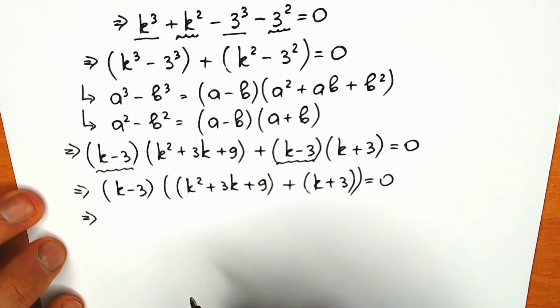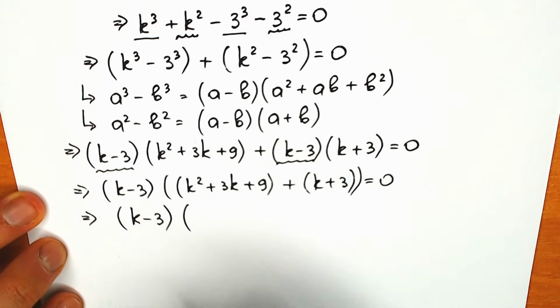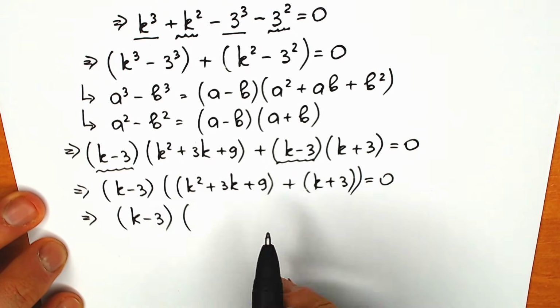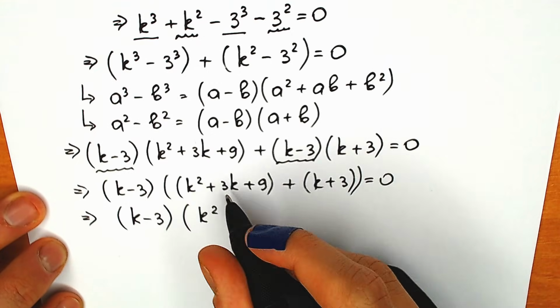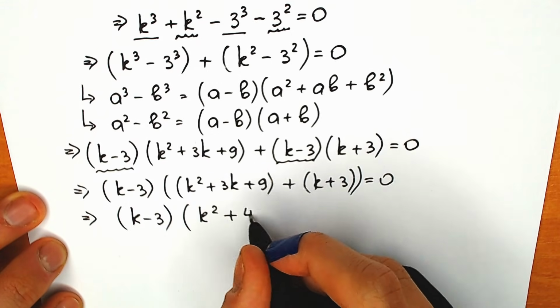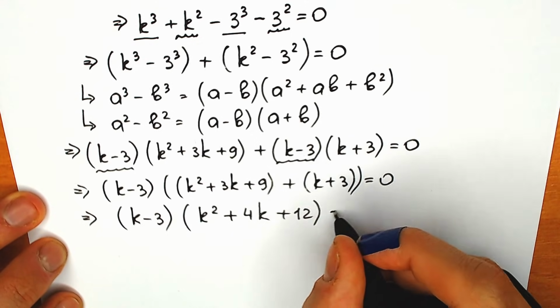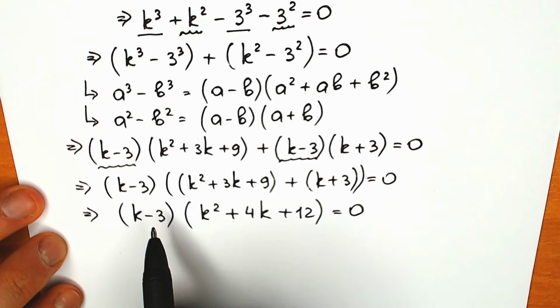We have k minus 3 in the beginning, and in another parenthesis we have k squared plus 3k plus 9 plus k plus 3. So we have k squared, 3k plus k, so plus 4k, 9 plus 3, 12, so plus 12, equal to 0. So right now we factor our equation. We have the first parenthesis and the second one.